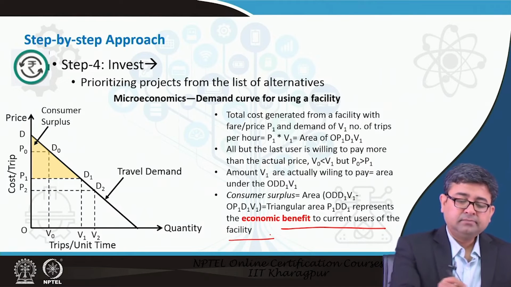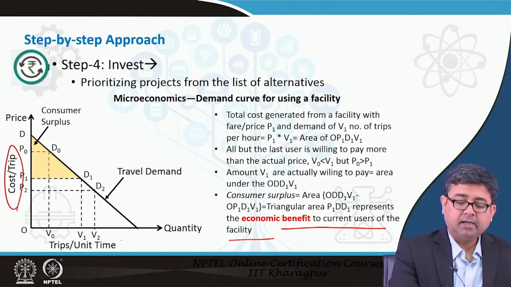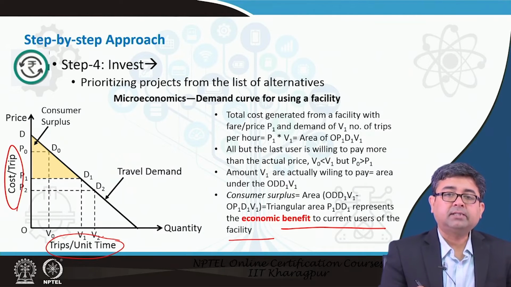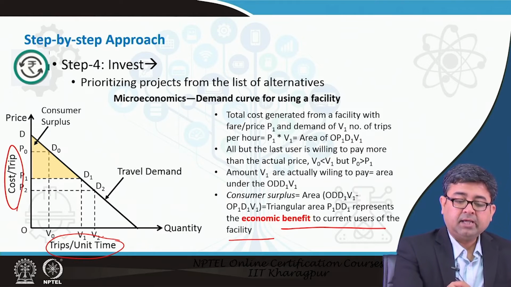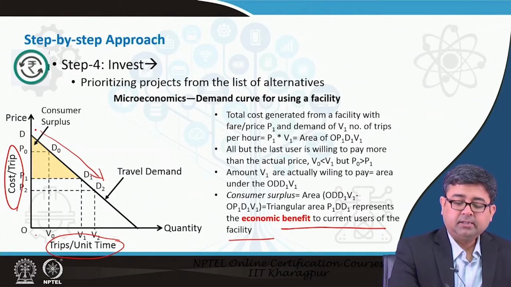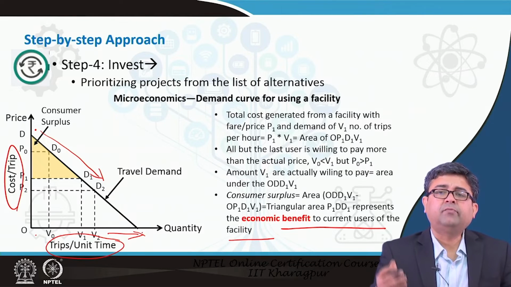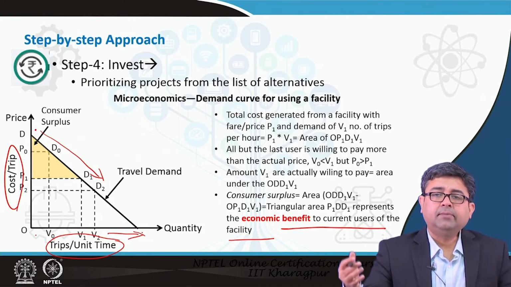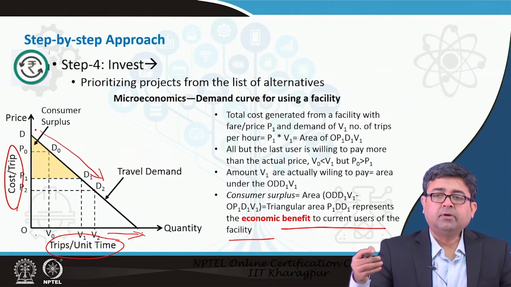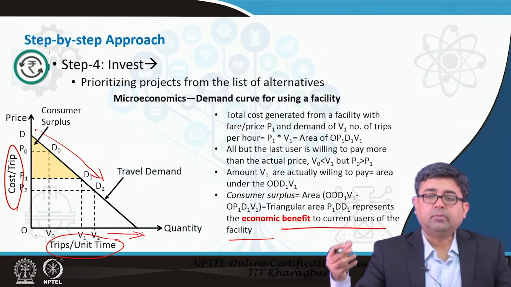What it says is that if you have cost per trip on the y axis and trips per unit time on the x axis, then if the cost is high, very few trips will take place, whereas if the cost of a transportation facility decreases, the number of trips will increase. The number of trips is nothing but the number of people who will avail those NMT services. The more people use the facility, the more trips there are.